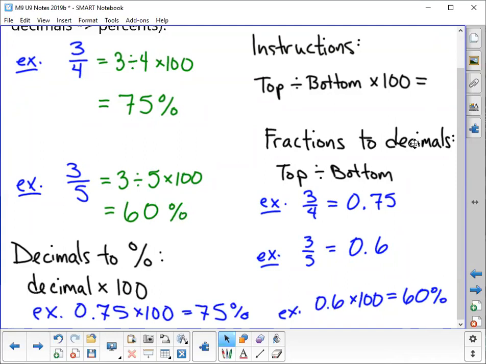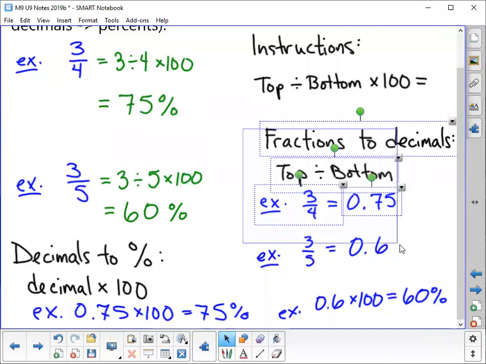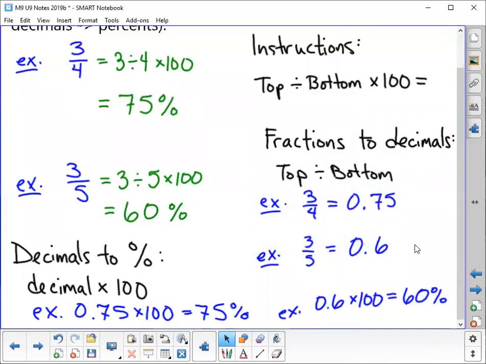So fractions to decimals, top divided by bottom. That's me trying to make up because I did that a little bit all in one step here when I had explained it in 2 steps before. So if you're just going fractions to decimal, you're just dividing top by bottom. And decimal to percent, you're just timesing by 100. That's it. So together, top divided by bottom times 100.